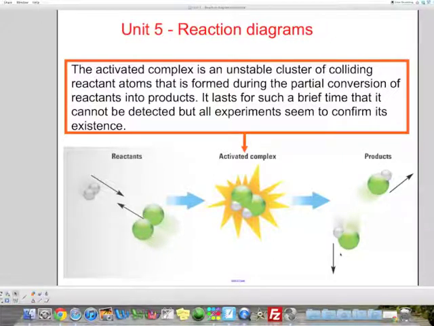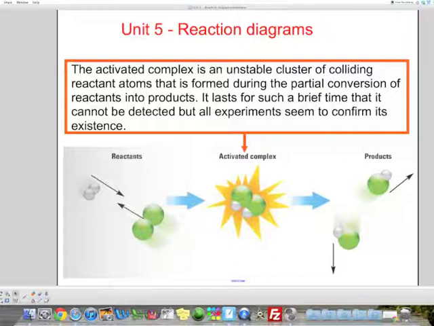So point number one today, what is the activated complex? It's the step in between the reactants and the products, whereby the atoms are more or less separate, very energized, and ready to form new bonds and release that extra energy that they don't want. So this is very brief. We actually don't really observe this stage, but we suppose that it's there.